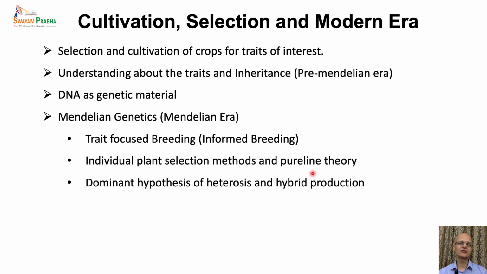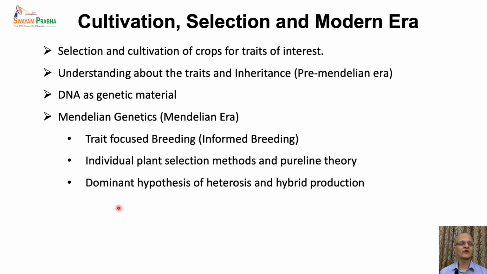Then came the individual plant selection methods, or the pure line theory. Now, a pure line means the progenies of self-fertilized homozygous plants. These are homozygous maybe for a few traits or a single trait. That means there is no variation for that particular trait for which they are homozygous. So if you grow the seeds from these lines or these homozygous plants, the same trait will be replicated in the progeny and there will not be any segregation.